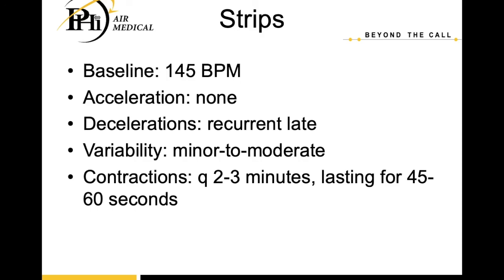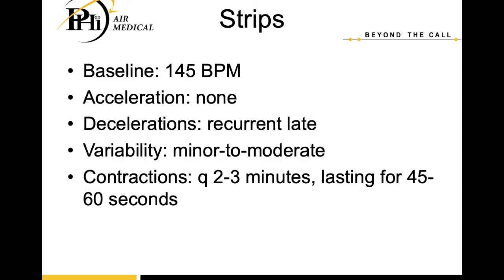So that strip did not have any accelerations. We could make an argument that there was that one refractory acceleration right at the very end of the strip, but I'm going to go ahead and say no. We were having recurrent late decelerations. Variability was minor to moderate. I would say that if we zoomed in and we actually saw the small boxes, there probably was moderate variability, and the contractions were occurring every 2 to 3 minutes, lasting for 45 to 60 seconds.